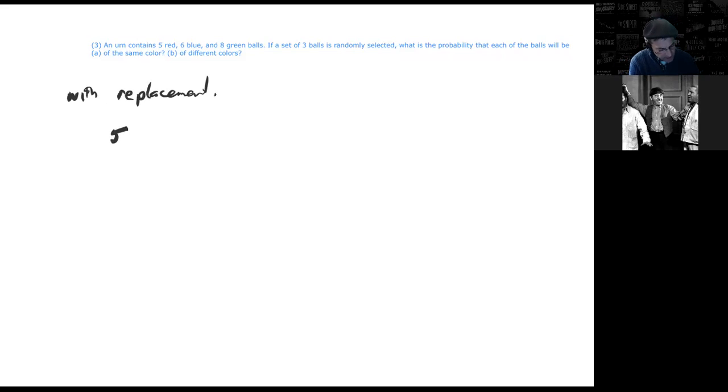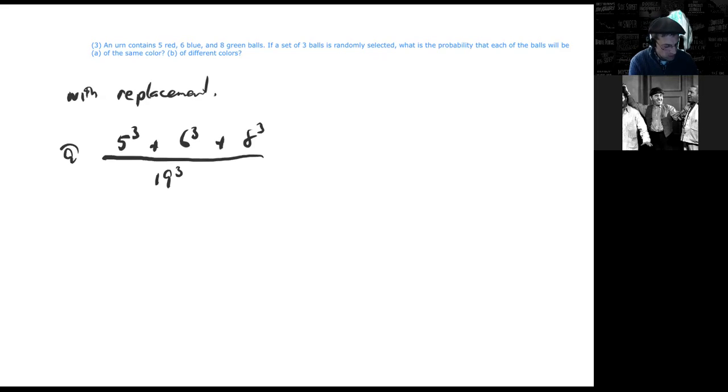And now since we put it back in, there are 5 ways to choose a red ball the second time, and then 5 ways the third time. So in other words, 5 cubed ways of choosing 3 red balls with replacement. Now, if we didn't choose a red ball, we chose a blue ball, that would be 6 cubed. And if we chose a green ball, that would be 8 cubed. So these are the number of ways of choosing with replacement all 3 balls of the same color. And then if we choose balls with replacement, the number of ways to do it is 19 cubed ways. So this is the answer to part A, if we do it with replacement.